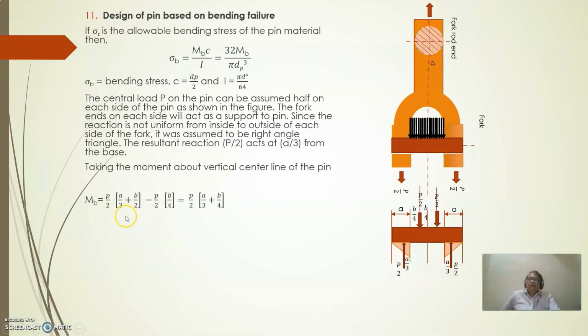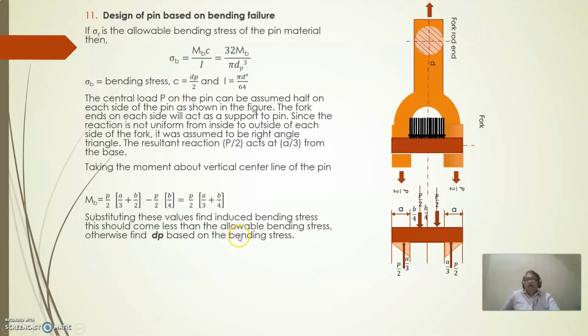Taking the bending moment, clockwise as positive: P by 2 into A by 3 plus B by 2, minus P by 2 into B by 4. Taking P by 2 outside the bracket and summing up, you get P by 2 into A by 3 plus B by 4. Put this value of MB along with C and I, and find the bending stress. It should come less than the permissible value of bending.